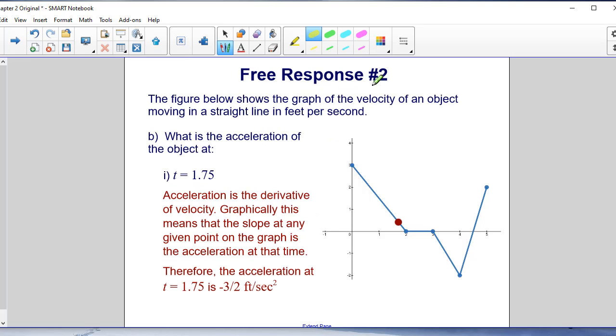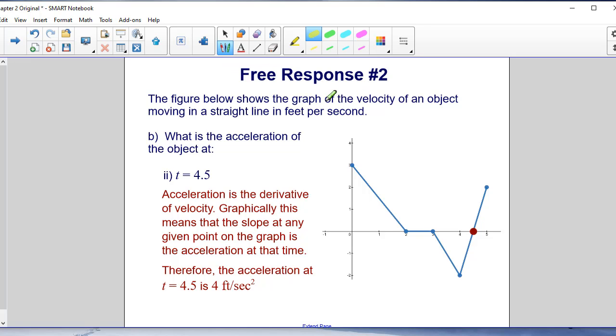Free response question number 2 continued, this time looking at part B. What is the acceleration of the object at t is equal to 1.75 seconds? The acceleration is the derivative of the velocity. Graphically, this means that the slope at any given point on the graph is the acceleration at that time. Therefore, when t is equal to 1.75, the slope is going down 3 and over 2. So, at t is equal to 1.75, the slope is negative 3 over 2 feet per second squared.